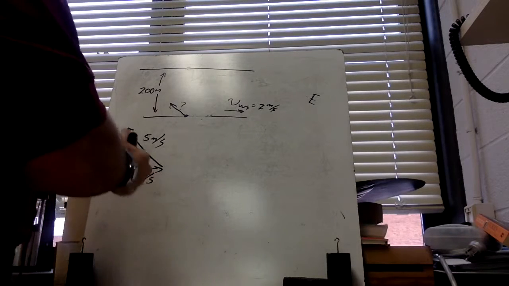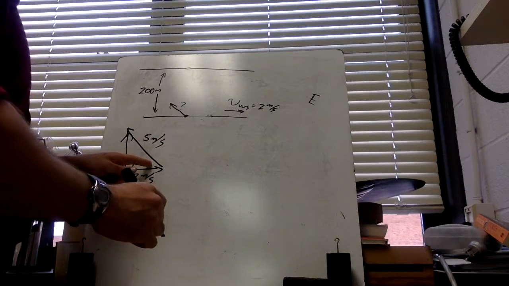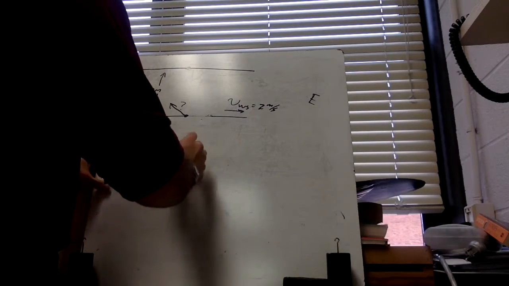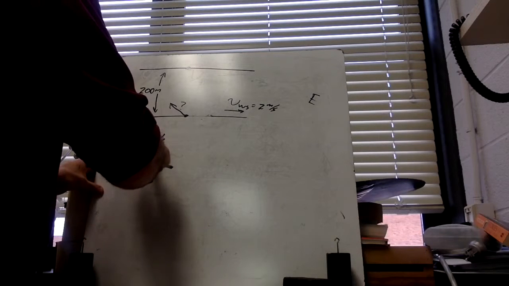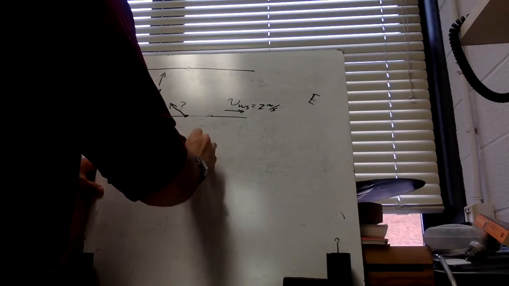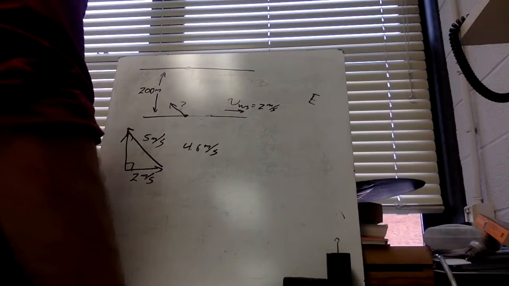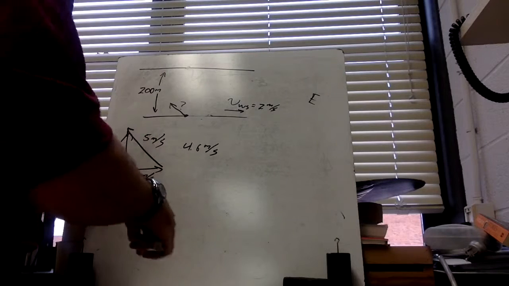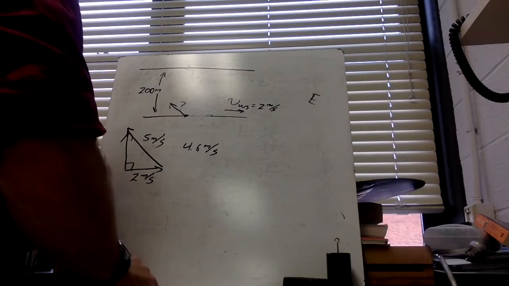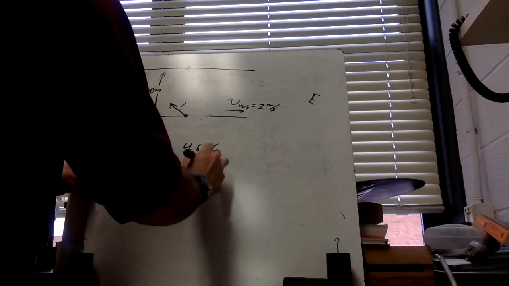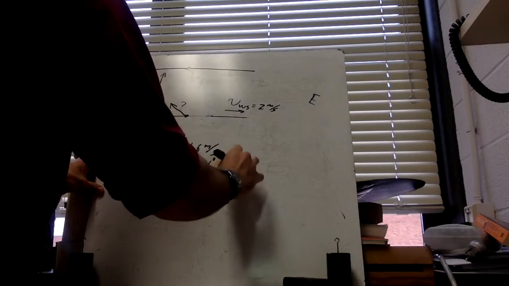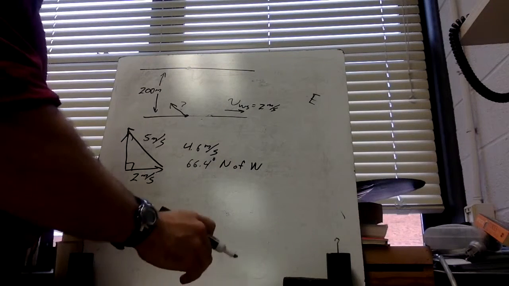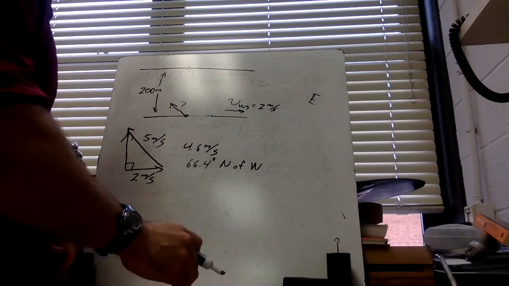And so I can just do some trigonometry here, and I can get the angle, and I can get this side here. And so this is going to turn out to be, using the Pythagorean theorem, the square root of 5 squared minus 2 squared, which gives me 4.6 meters per second. And then the angle, we can do inverse cosine of 2 over 5. So it's going to be 66.4 degrees north of west. Okay, that's it. And then part 2, how long does it take?